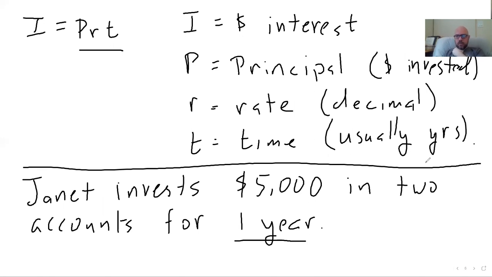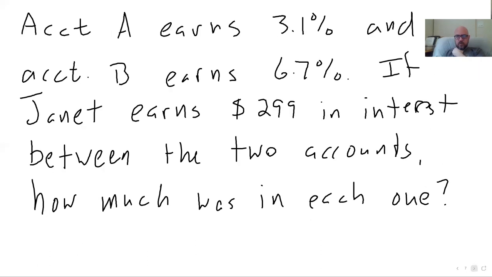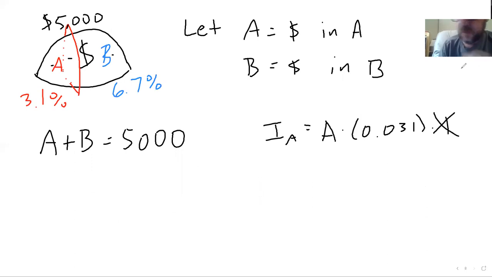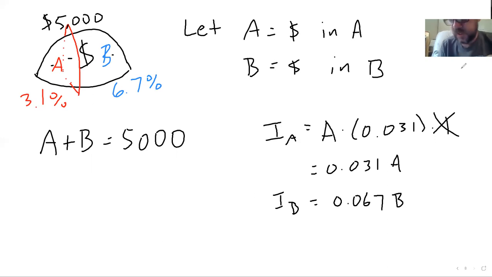Let's go write that down. Interest in A is the amount in A times the interest rate, 0.031, times time, which is times 1, which I'm just going to pretend isn't there. This is 0.031A. And similarly, the interest in B is going to be the amount invested in B times 6.7%. So interest of B is going to be 0.067B for the exact same reason.